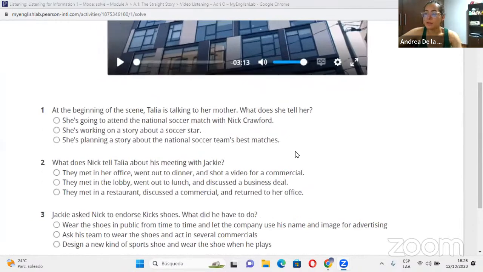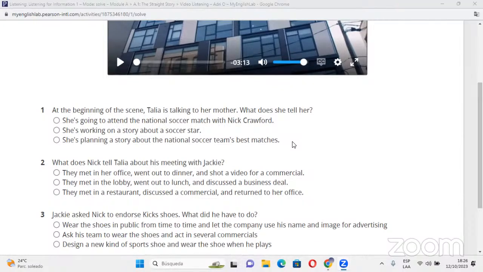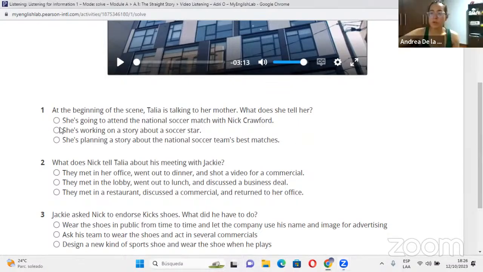It says at the beginning of the scene, Talia is talking to her mother. What does she tell her? He is working on a story about a soccer star. Exactly. He's working on a story about a soccer star.